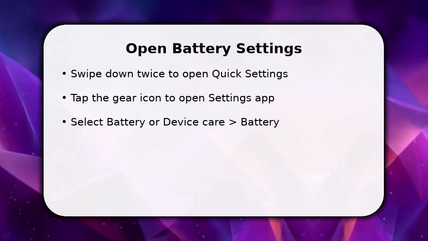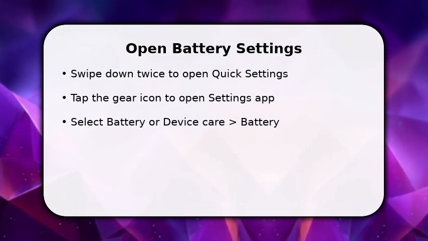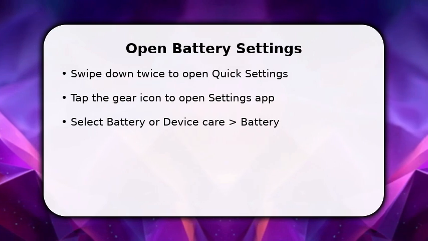You do this first because it reveals immediate stats like percent and recent app drain. Make sure to allow the list to populate. The system may take a second to show accurate usage history.